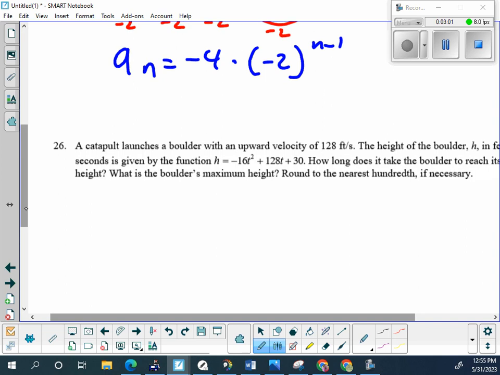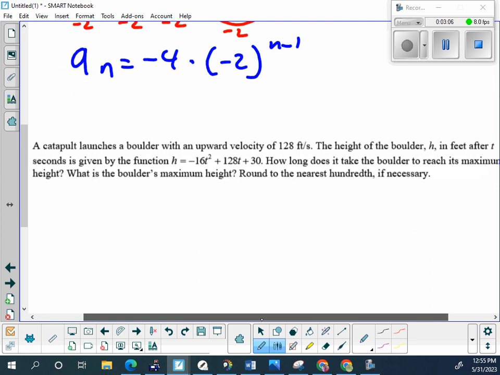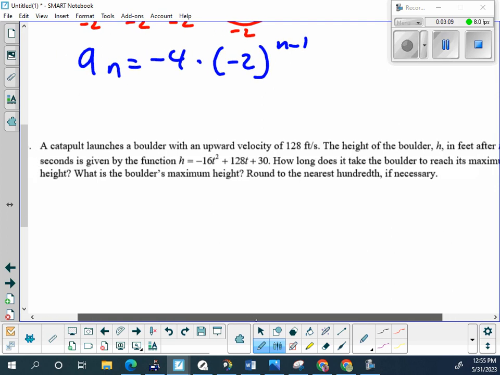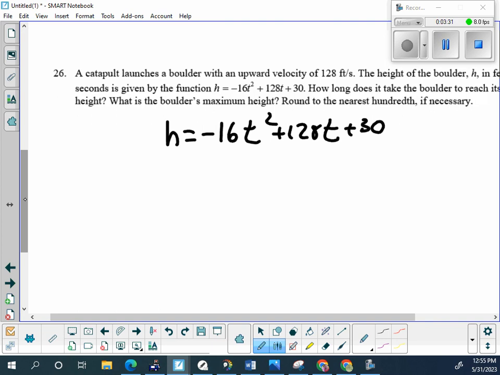Moving along, catapult launches a boulder upward at a height. How long does it take the boulder to reach its maximum height? What is the boulder's height? Okay, so we're looking for the zeros of this function. This is going to be using a quadratic formula. You're going to go through this to find out the time, and I think once you find the time, you're in pretty good shape, or you can figure out from the multiple choice what the time is. But let's just do the quadratic formula.